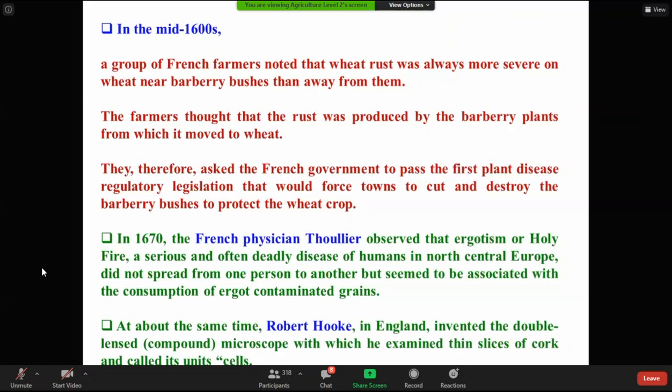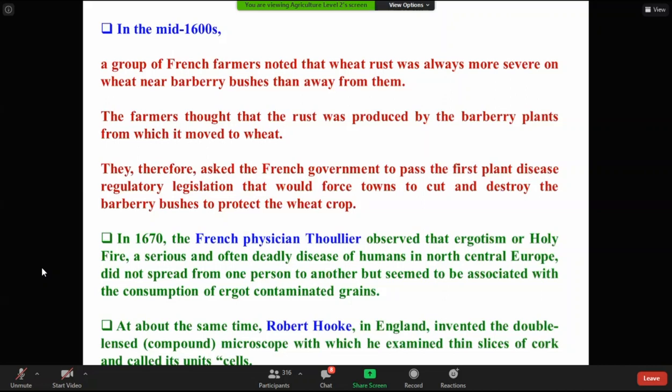What they observed? The French farmer noticed wheat rust disease, and they also observed the symptom of rust is more severe in the fields that are very close to the barberry plant. And they speculated that there might be a relation or correlation between the wheat rust and barberry plant, or the disease may come from barberry plant. And then they asked their government, the French government, to pass some rules or regulation or amendment to cut the barberry plant and destroy them. What is the purpose? To protect the wheat plant.